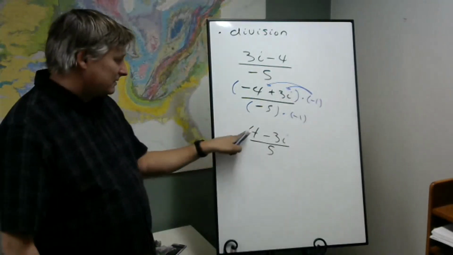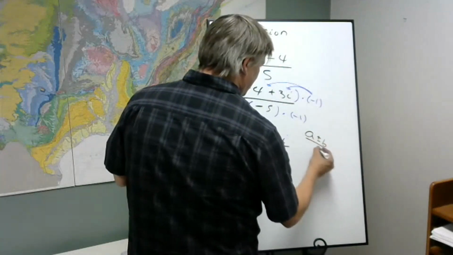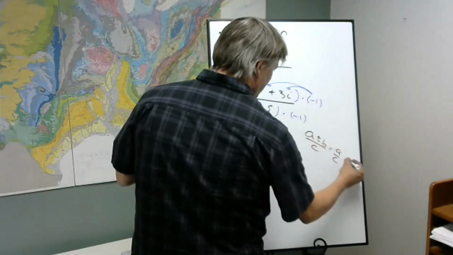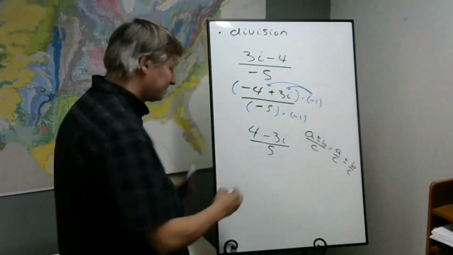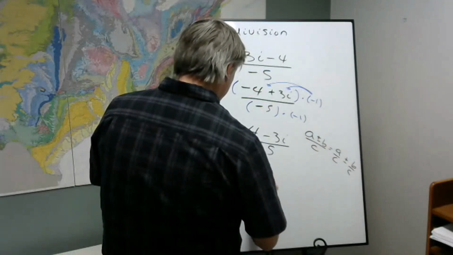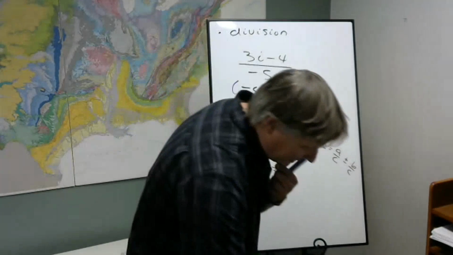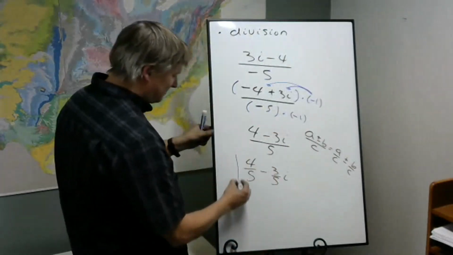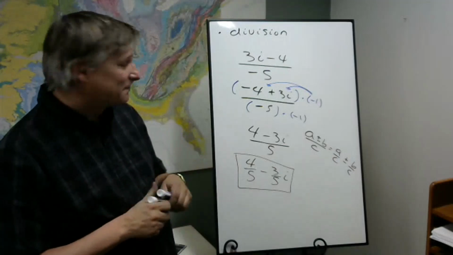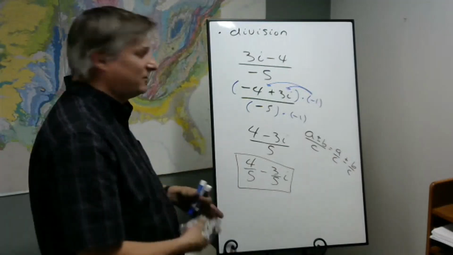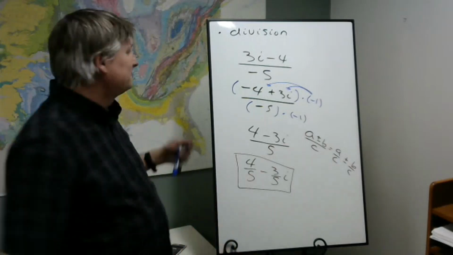Last thing, if you remember that a plus or minus b over c is a over c plus or minus b over c, we want to break this up. So we get 4 over 5 minus 3 over 5, we put the i out like that. Let me double check. Yeah, that's how they're doing it. And so that's going to be our answer. So you have to rationalize the i and also rationalize the negative, so to speak. Let's do another one.